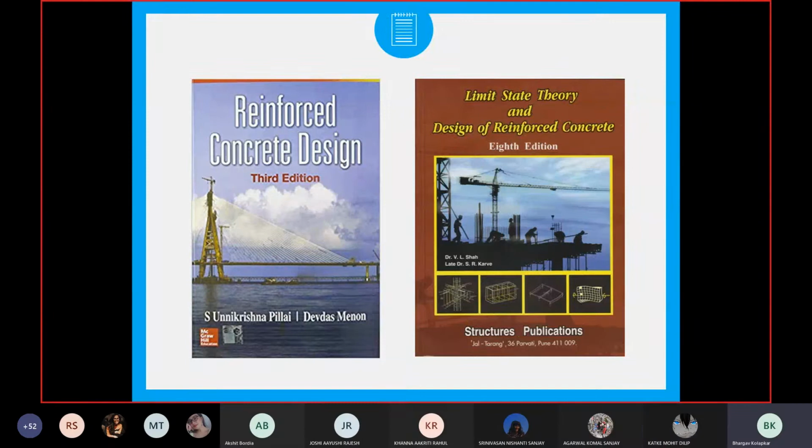So these are the two books that we'll be following this semester, and I have learned reinforced concrete from one of the authors of the book that you see on the left, Professor Devdas Menon, and whatever would come out of me in this course is more or less from this source.